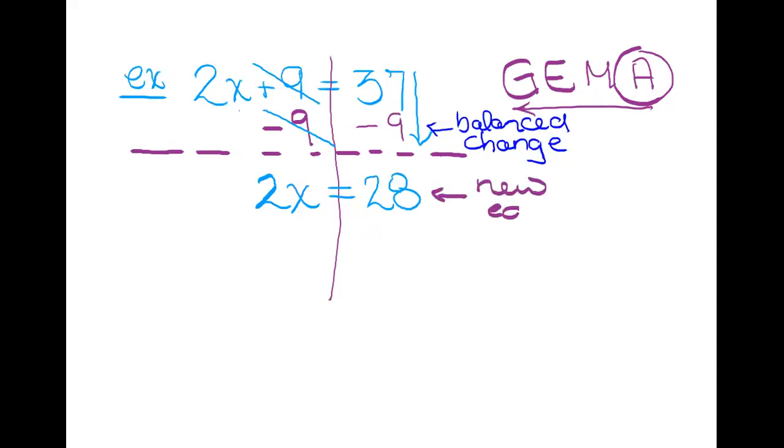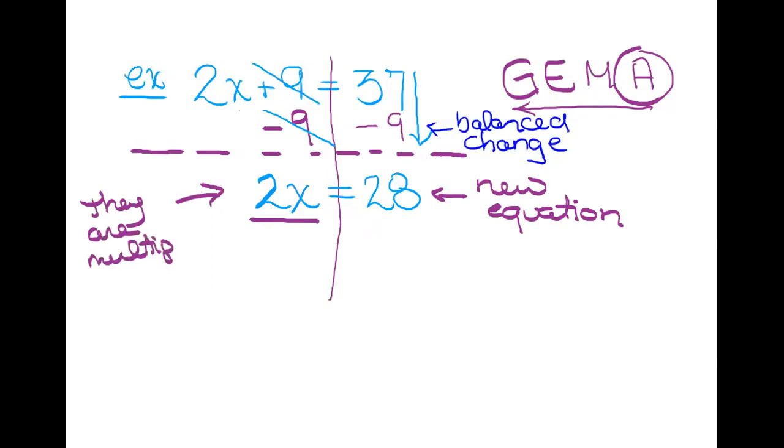Now, I, again, am still trying to get the x, the letter, alone. And so now I have to move a 2. I always move something by doing the opposite of what's happening. Right now, this 2 and this x are shoved together, meaning that they're multiplying. So I'm going to do the opposite of multiplying. I am going to divide. Opposite of multiplying is dividing.